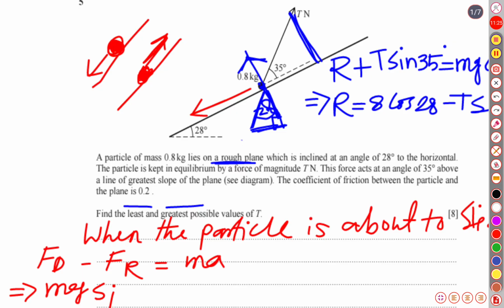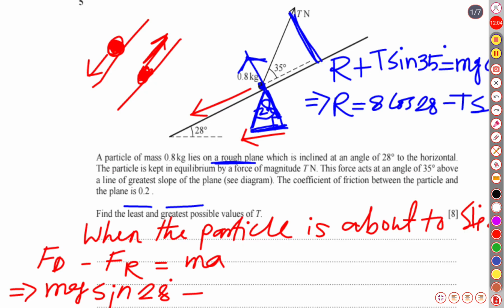Then the particle is about to slide down. That means the force along this is caused by weight. So mg, for this vertical line in terms of this triangle, is parallel to the plane. This way it is sliding down, and only weight is causing it to move down: mg sine theta. How much is theta? Theta is actually 28.